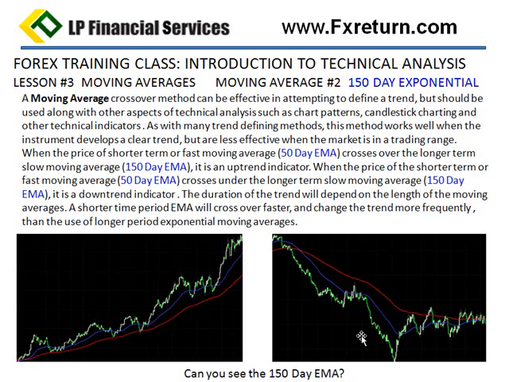The duration of the trend will depend on the length of the moving averages. A shorter time period EMA will cross over faster and change the trend more frequently than the use of a longer period exponential moving average.